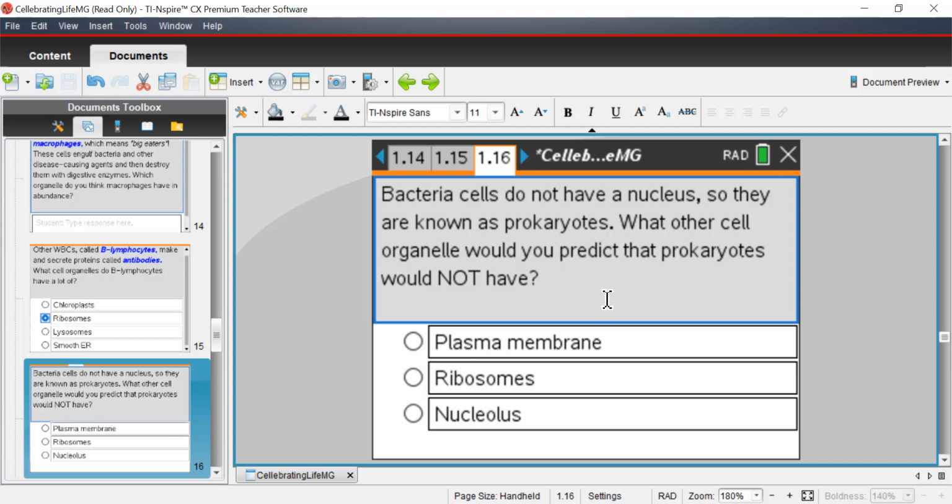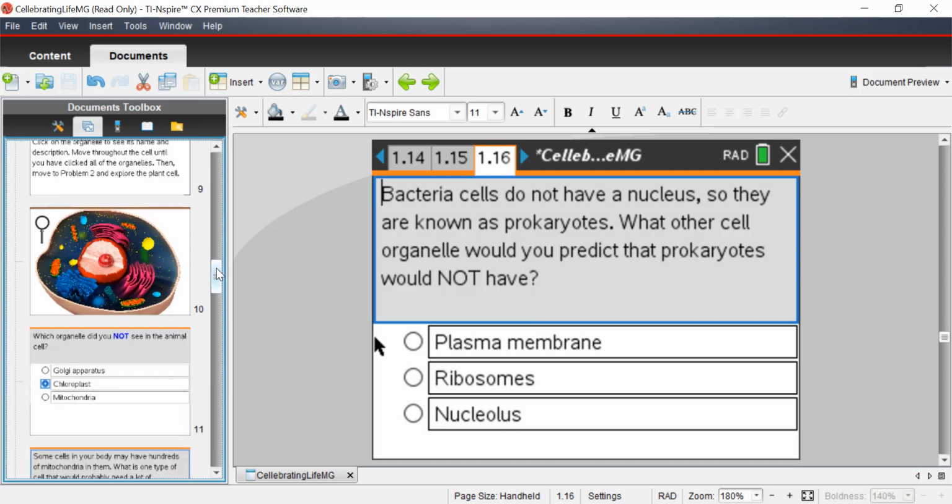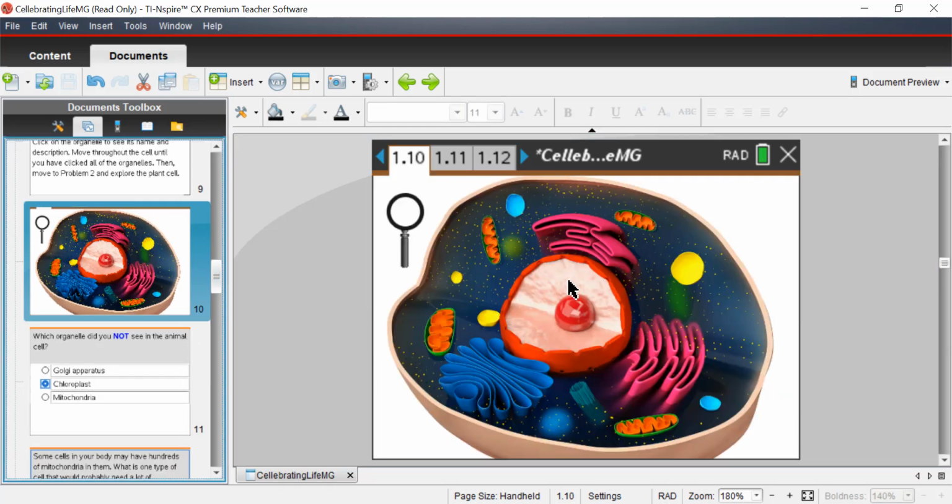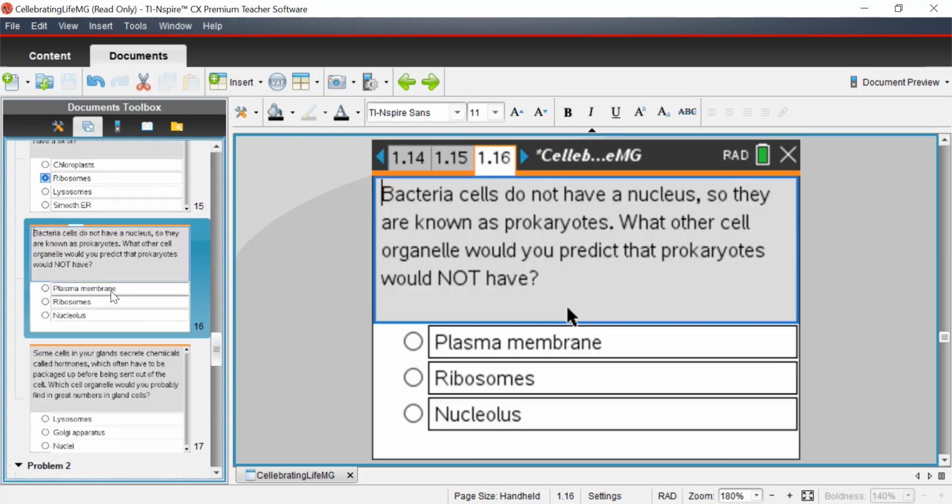Bacteria cells do not have a nucleus, so they are known as prokaryotes. You may remember in the beginning of the video I mentioned animal cells and plant cells are eukaryotic. Bacteria are known as prokaryotic. Okay, so they don't have a nucleus. What other cell organelle would you predict that prokaryotes would not have? Okay, so it doesn't have a nucleus, and you remember in that structure animation, here's your nucleus, and then the little ball there is the nucleolus. You can probably use some reasoning skills here to say, if it doesn't have a nucleus, it probably doesn't have a nucleolus.